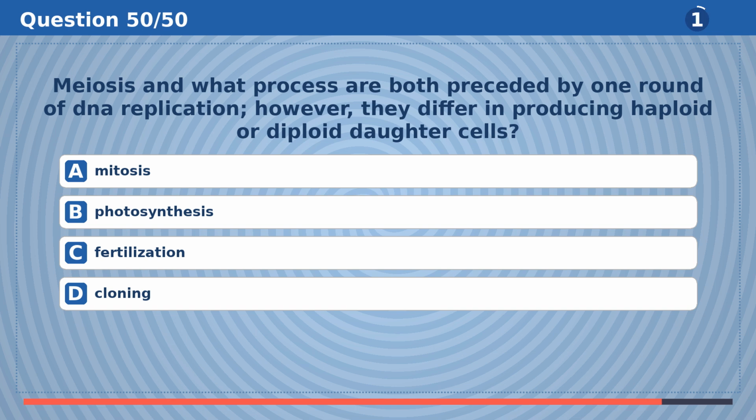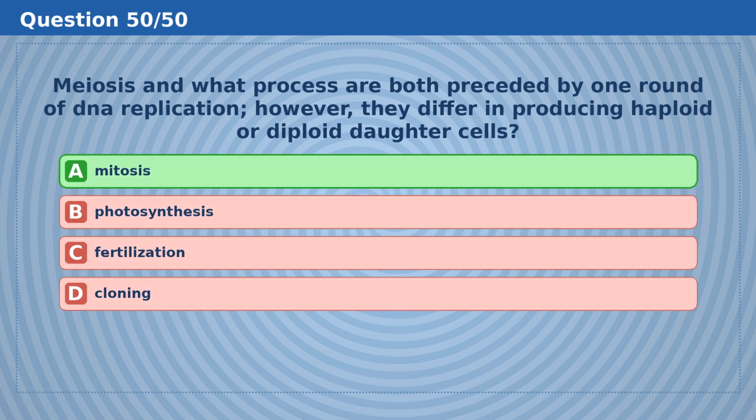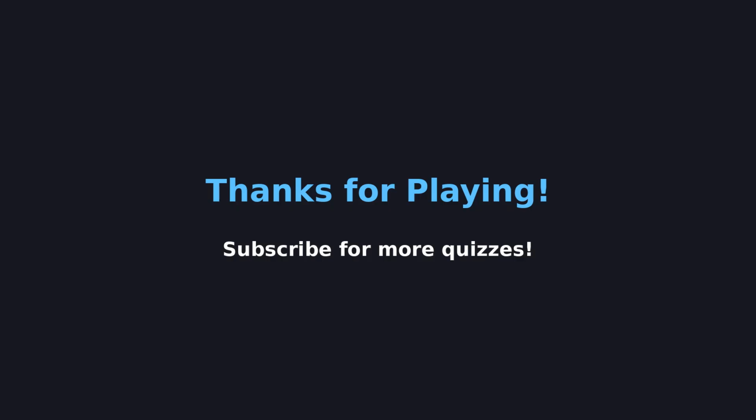Meiosis and what process are both preceded by one round of DNA replication. However, they differ in producing haploid or diploid daughter cells.